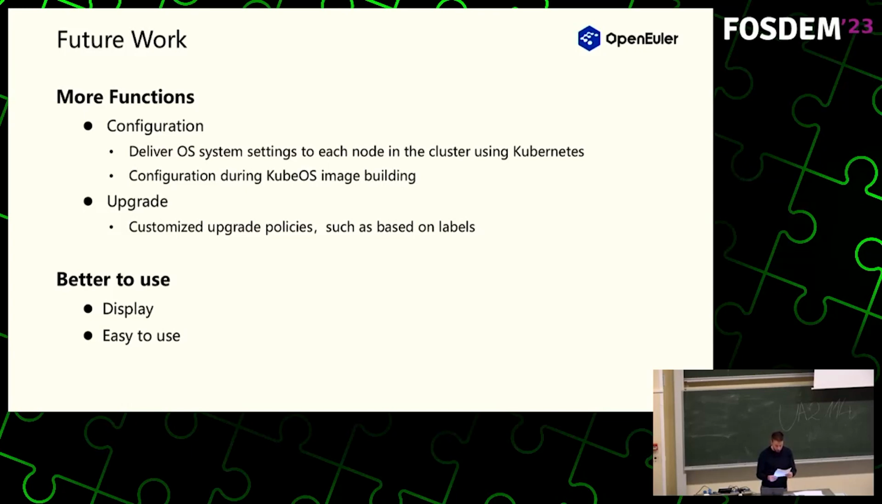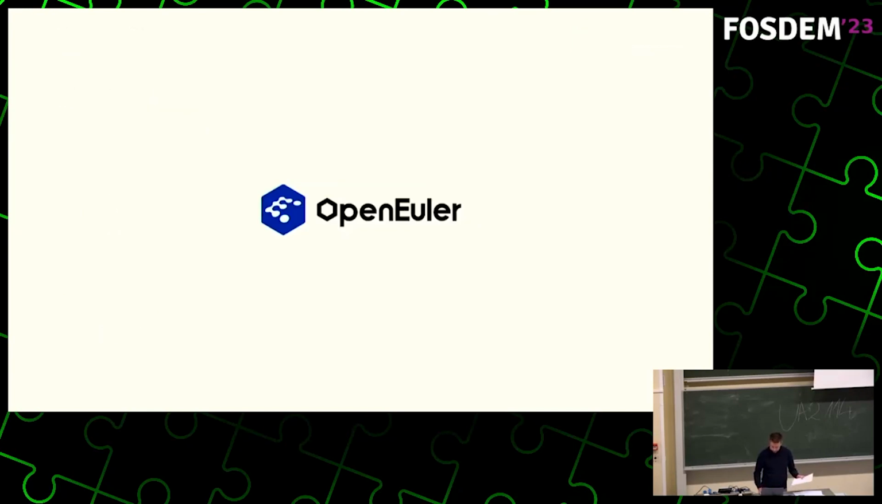Then there's the improved upgrade capability. We have realized the image-based OS upgrade, and we will provide upgrade strategies that users can customize, such as upgrading based on the cluster node label, to provide more upgrade solutions. In addition to rich functions, we intend to improve the usability of KubeOS by displaying the upgrade and configuration process and improving the image creation tool so that users can more easily customize their images. Okay, and that's it.